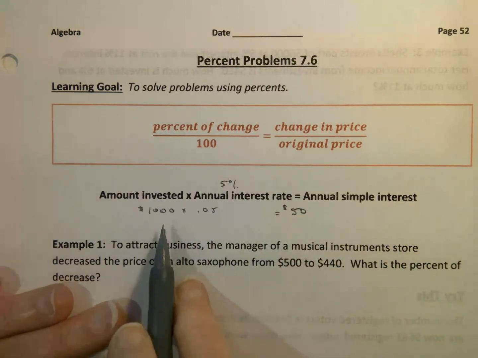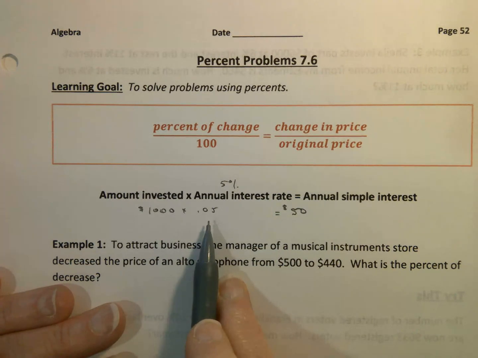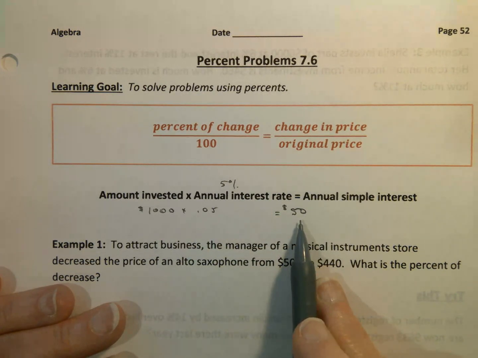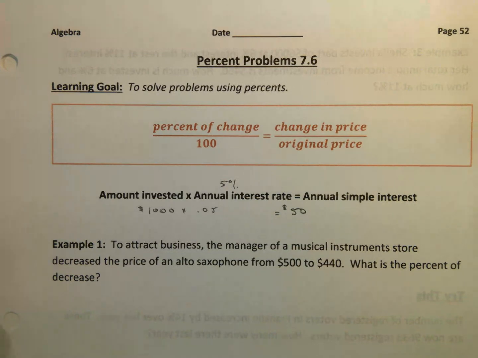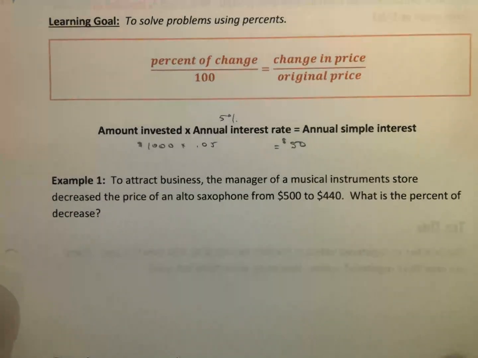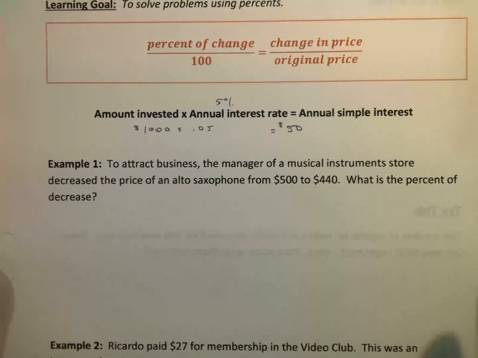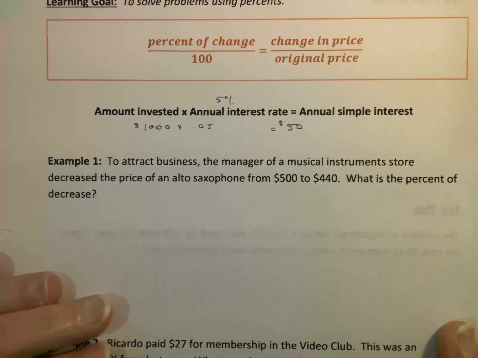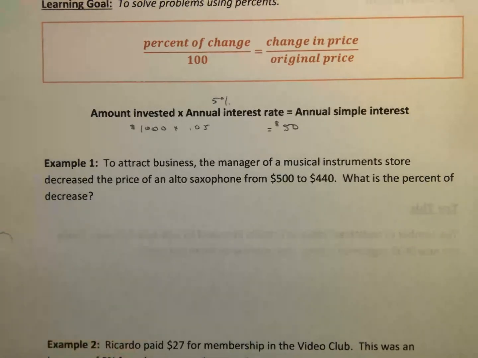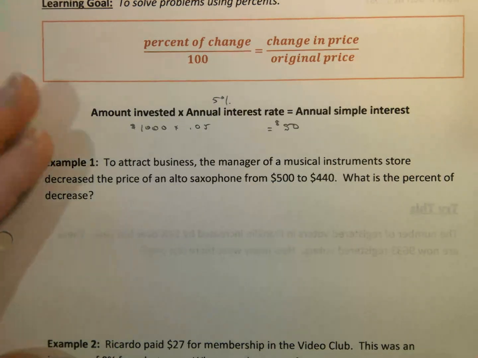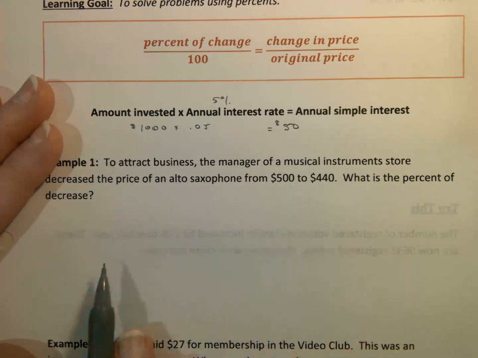So if I have $1,000 in my bank account and it's earning 5% annually, at the end of the year, I will have earned an additional $50. Okay, so that's simple interest. So let's look at our first example. To attract business, the manager of a musical instrument store decreased the price of an alto saxophone from $500 to $400. What is the percent of decrease? So if you walk into a store and it says, "Oh, we're having a 30% off sale," 30% is the percent of decrease. So that's what we're looking for, to see what was the percent of decrease.